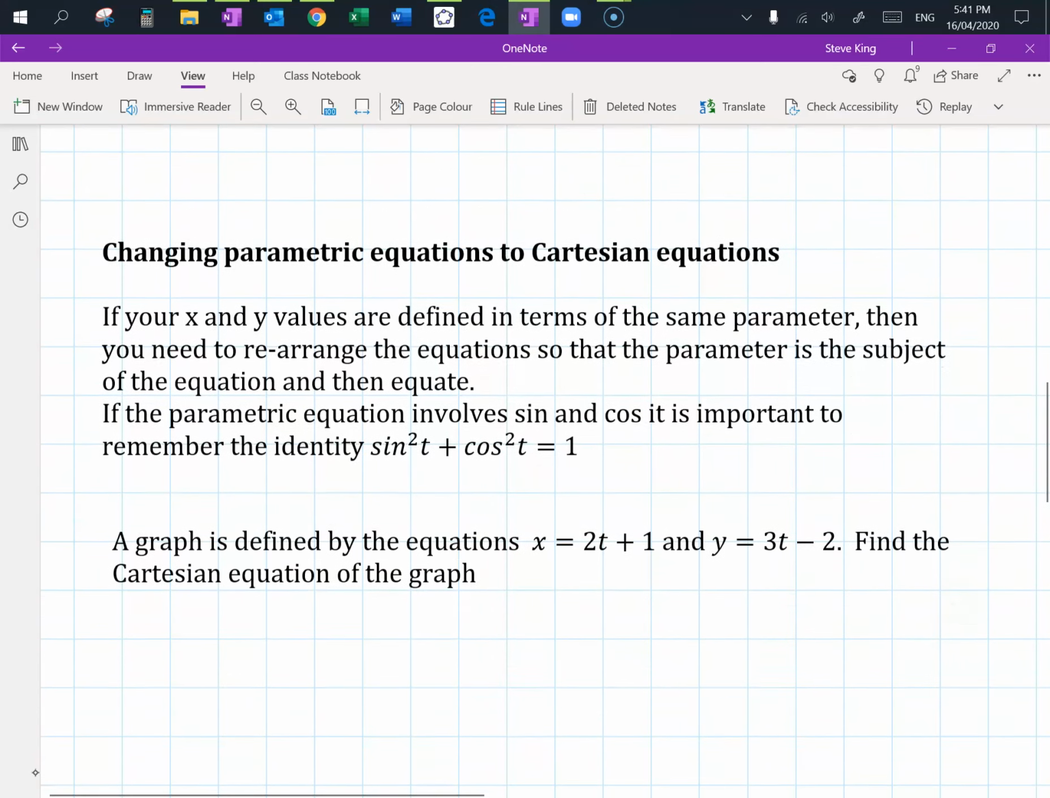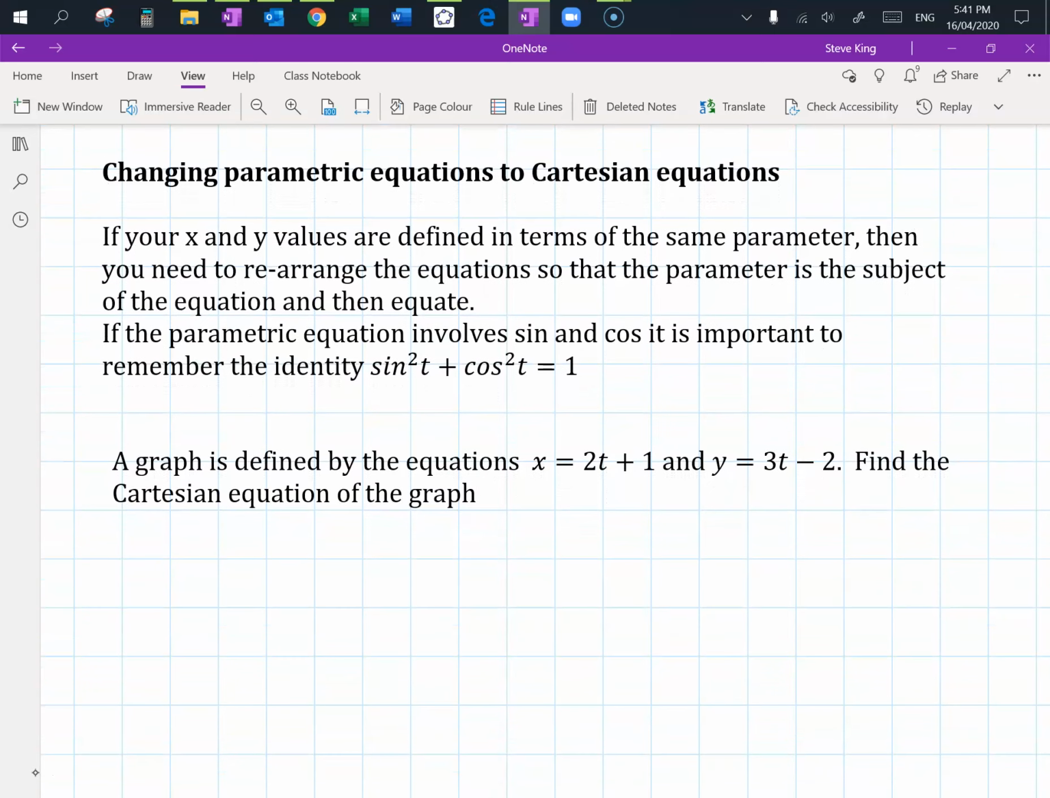Now, sometimes we're going to need to change these parametric equations to Cartesian equations. So in other words, equations that are just involving x and y. So if your x and y values are defined in terms of the same parameter, all you need to do then is just rearrange the equations so that the parameter is the subject of the equation and then equate them. One thing to notice here, though, if your parametric equation involves sine and cos, and quite often they do, it's important to remember the identity that sine squared t plus cos squared t equals 1, because that's one way in which you can go about eliminating them within an expression or set of equations.